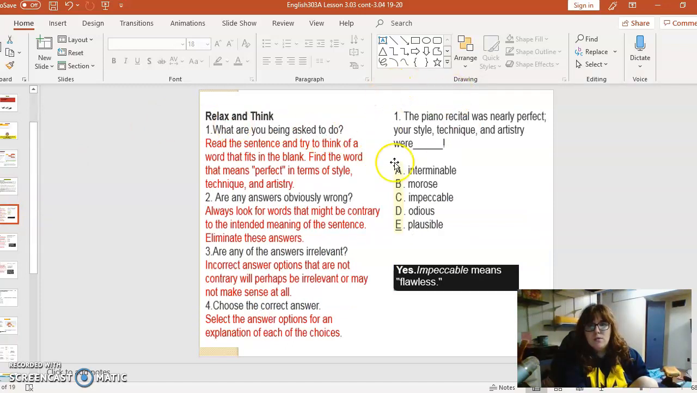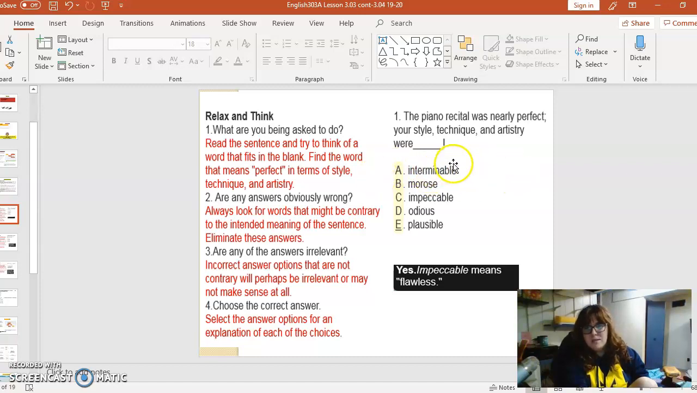Okay, so the first question is right here. The piano recital was nearly perfect. Your style, technique, and artistry were blank. So it's asking you to find this, and so it was nearly perfect, so you're looking for something that kind of means like almost perfect. And then the next thing you're going to do is look for anything that's obviously wrong. So you're looking for positive words. So looking through here, morose is not positive. Odious is not positive. So then you're left with interminable, which also is not positive.